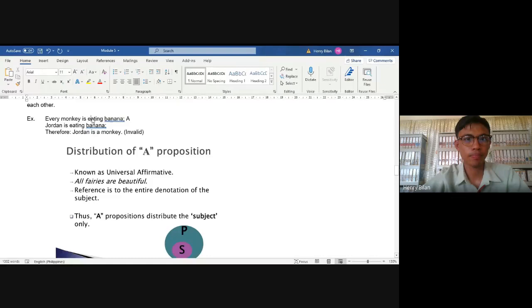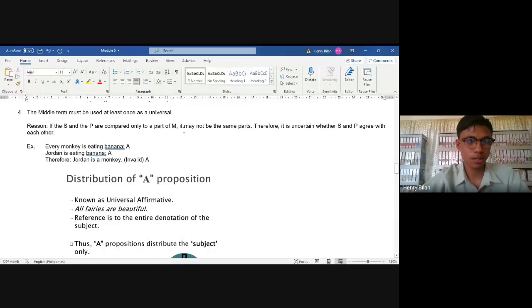Another A proposition. Jordan is eating banana. So, distributed, undistributed kaya parehong particular. And the same A. Jordan is a monkey. That's why it violates rule number 4, that a middle term must be used at least once as universal. Because for twice, our middle term is used as particular.